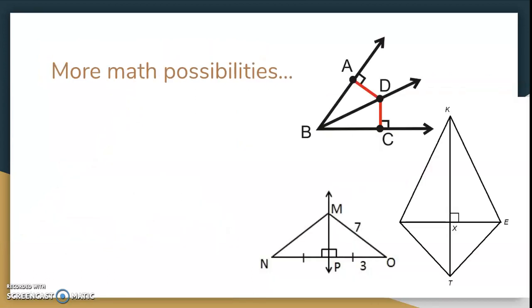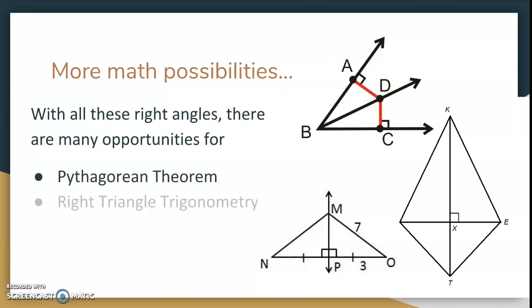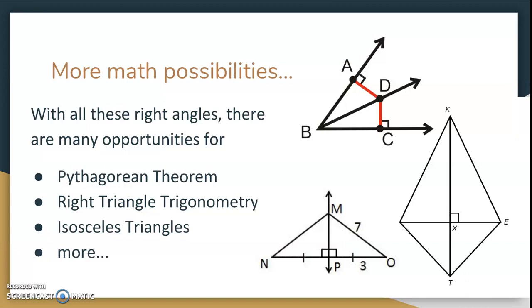Just recognize that in all of these situations, perpendicular lines keep coming up, and all these right angles lead us to many opportunities to use some more mathematics, including the Pythagorean theorem, right triangle trigonometry, lots of isosceles triangles, and many more concepts. Thanks for listening.